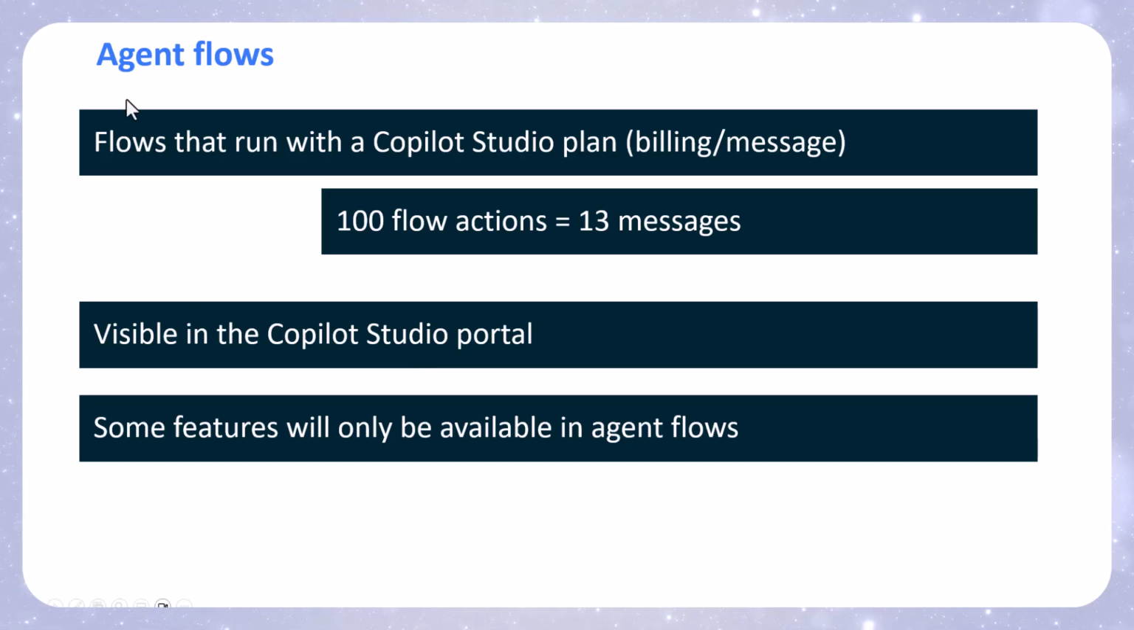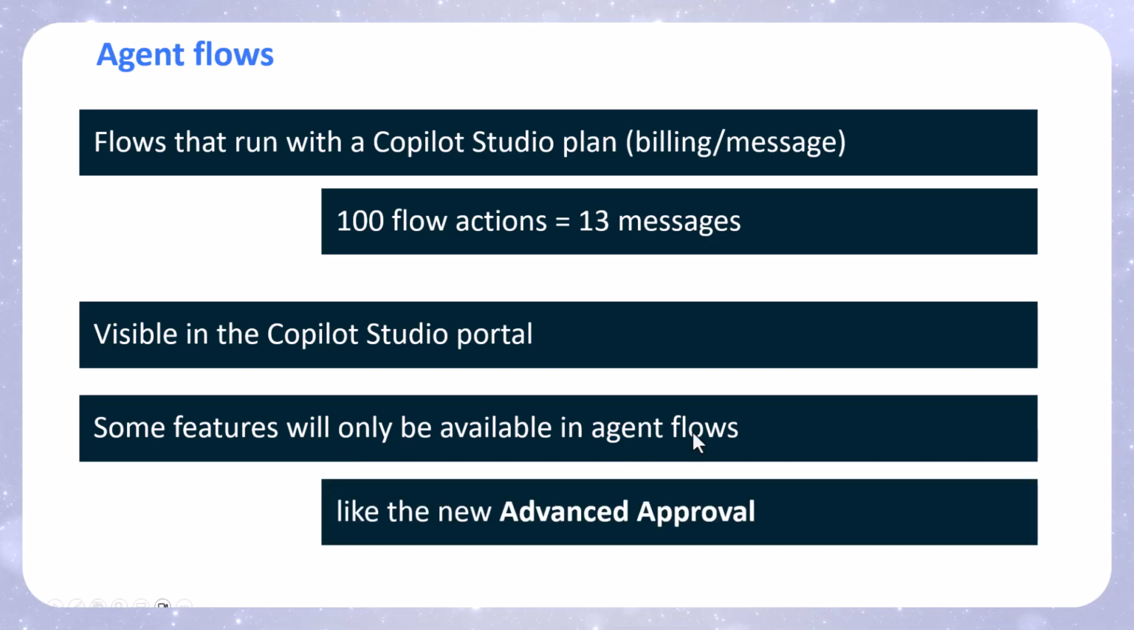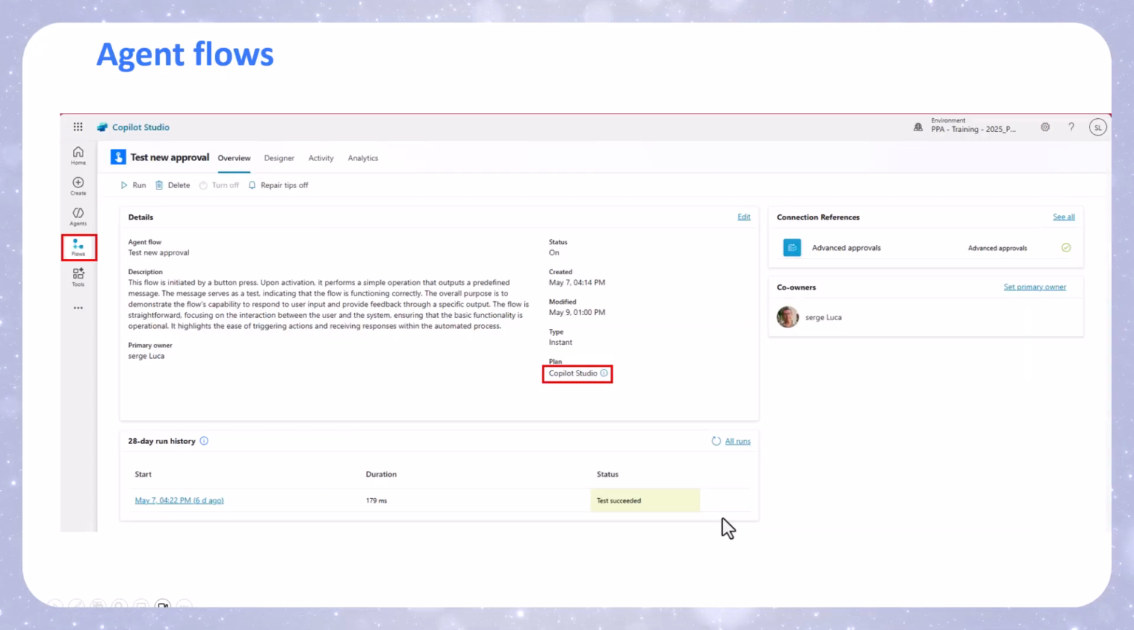So that's what we call an agent flow, right? Some features are only available in agent flow, like express mode and many other features. There is a new advanced approval, which is only available in agent flow. When your flow is an agent flow, it looks like this in Copilot Studio. But you can still edit your flow in Power Automate.